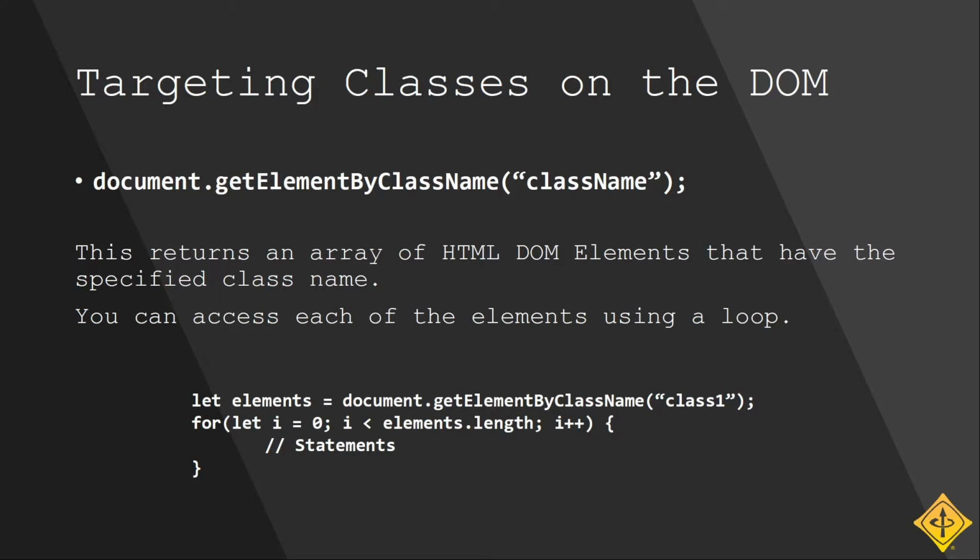So when you use document.getElementsByClassName, it returns a collection of DOM elements that have the specified class name. And to access each and every one of the elements, you can just go through it with a loop.